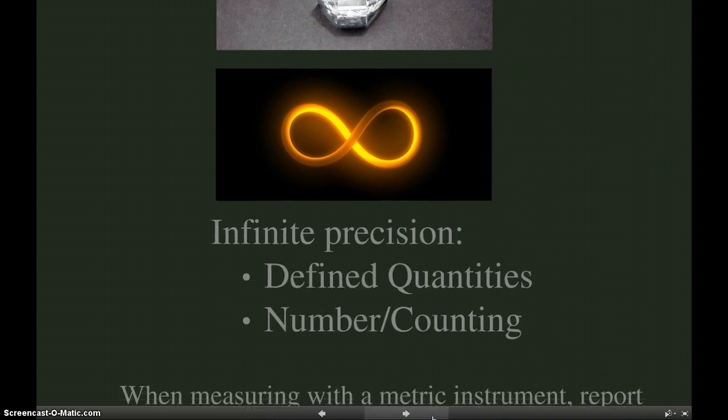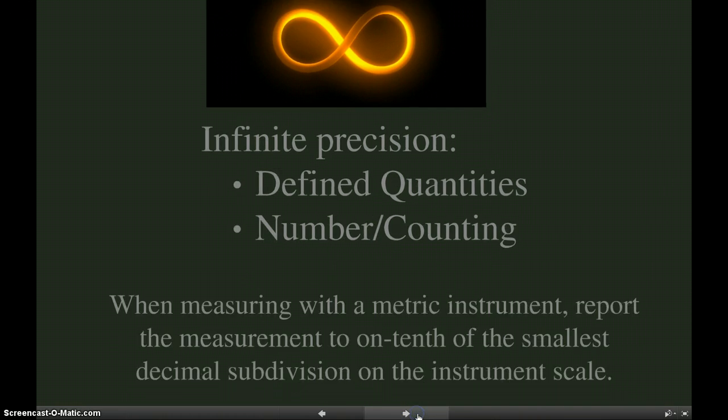Another important thing to know about precision: there are a couple spots where precision is infinite, and that's anytime we have a defined quantity. For example, 100 centimeters equals 1 meter. That's infinitely precise because it's defined. 100 equals 1, just like that. And then the other case is when we have numbers and counting. So if we just count the number of people in the room, that's infinitely precise because I can't have part of a person. Okay, the only time precision comes into play is when we have an instrument.